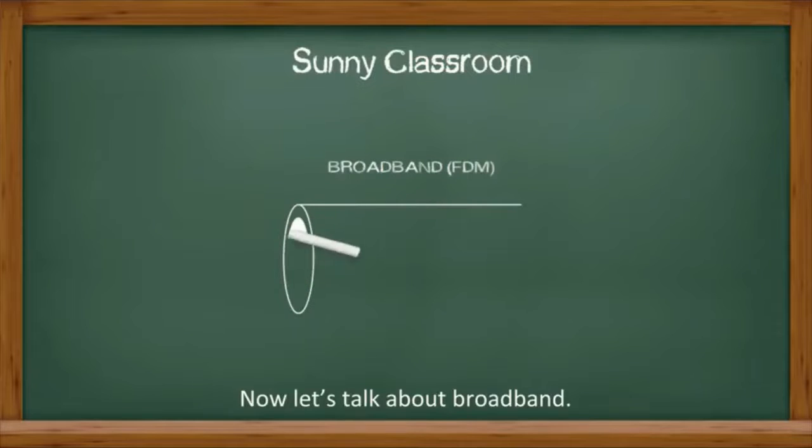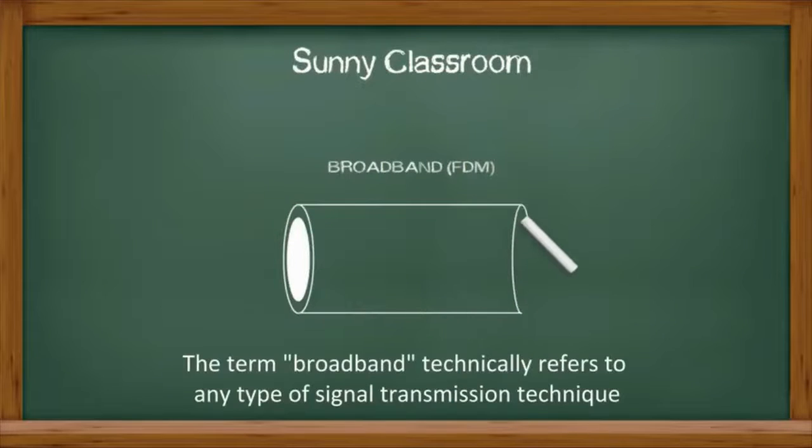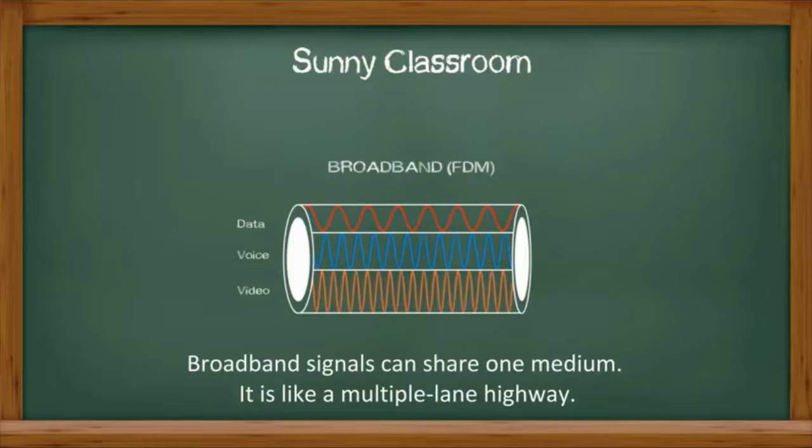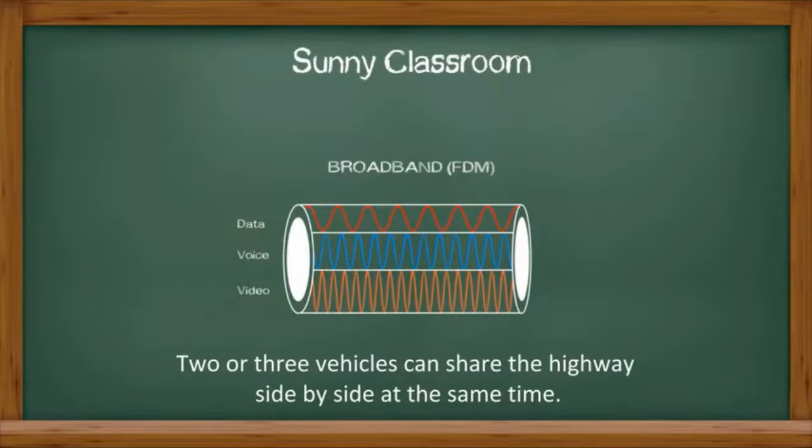Now let's talk about broadband. The term broadband technically refers to any type of signal transmission technique that carries two or more different types of data in separate channels. Broadband signals can share one media. It's like a multi-lane highway. Two or three vehicles can share the highway side by side at the same time.